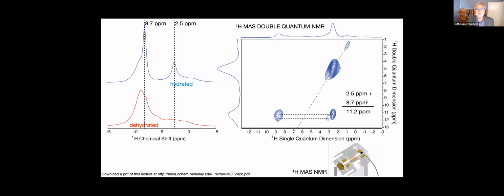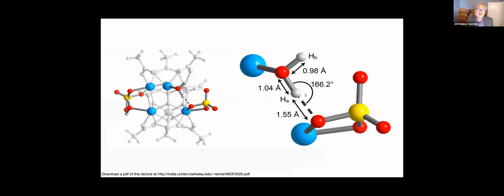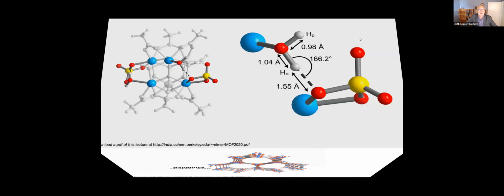That's further affirmed by looking at the double quantum dimension of this experiment and noticing that this peak at 11.2 ppm on this dimension matches the sum. So proton NMR then has shown it is the water molecule that's associated with the acid site, and the water molecule has 2 different chemical shifts. The deployment of DFT then tells us that indeed this particular acidic proton is responsible for the catalytic activity. Again, a structure property relationship, a relationship determined by NMR.